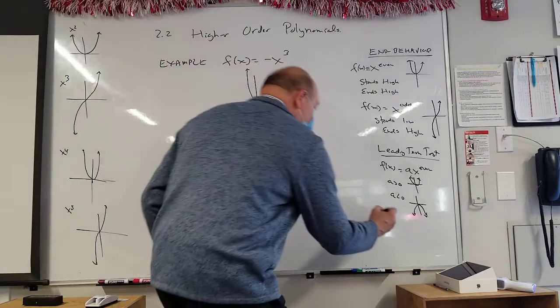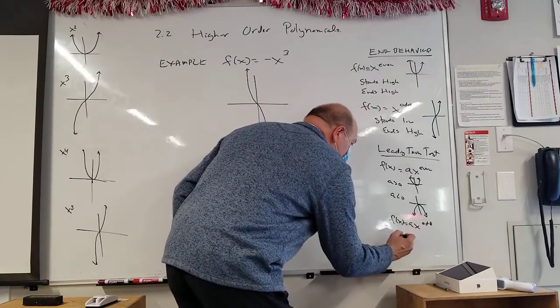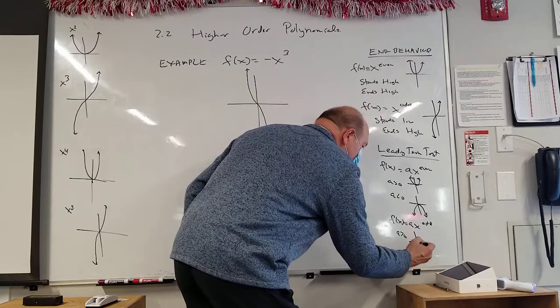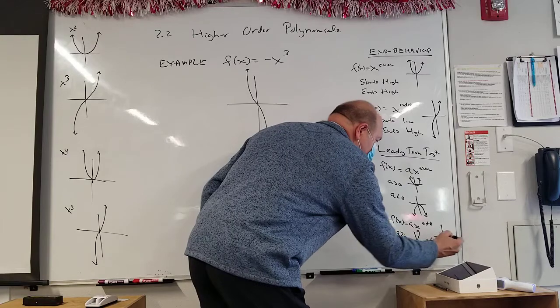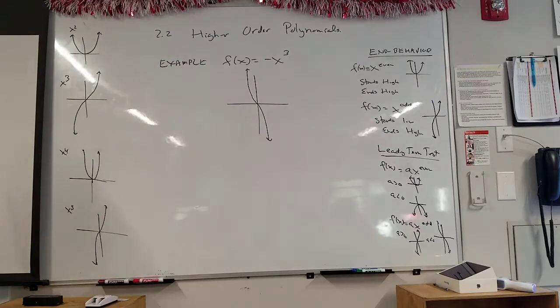And then, again, f of x, a x to the odd power. If a is greater than 0, then everything else is the same like we normally do. If a is less than 0, then we start high and end low this time. Okay, so there it is. There's our leading term test. I think we're ready for the wrap.